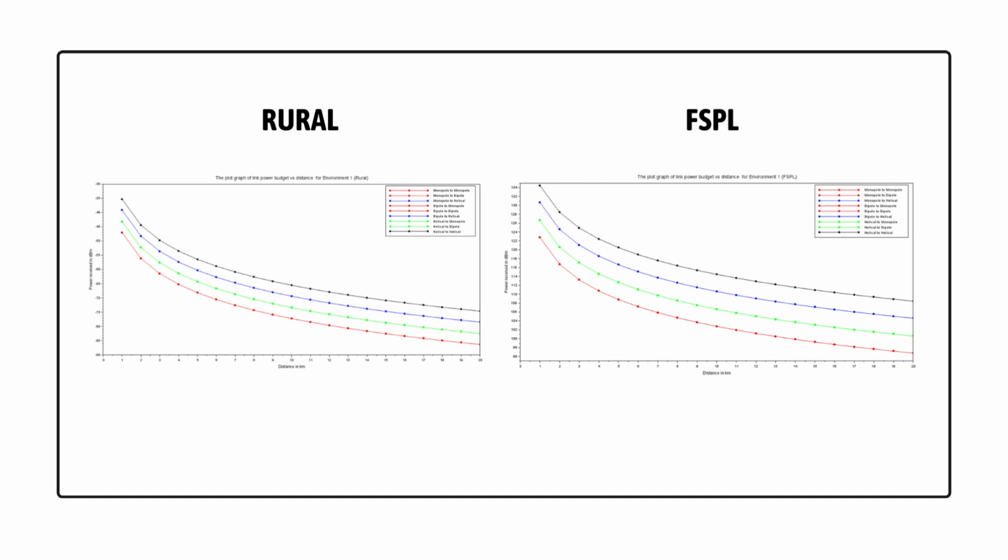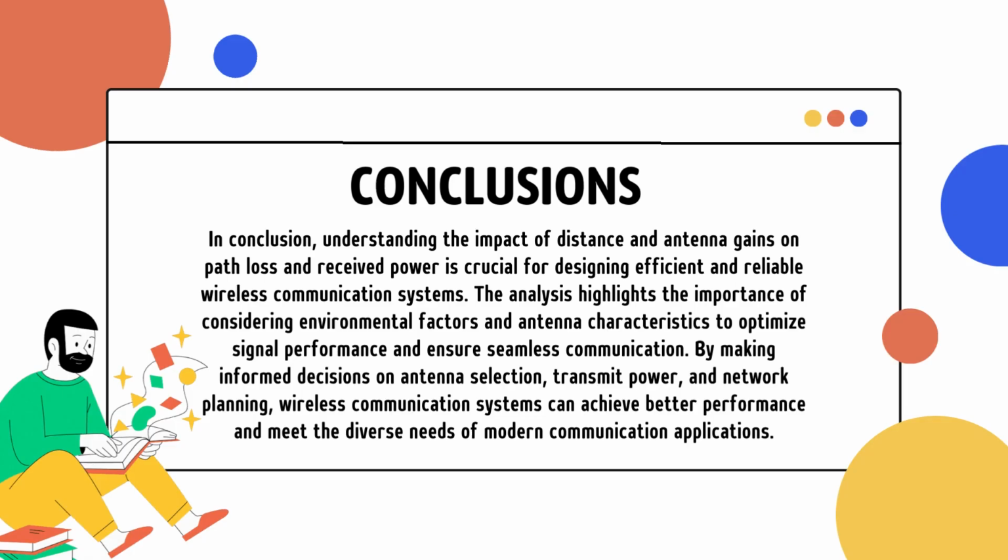The comparison with FSPL shows that even in rural areas, some path loss occurs due to factors such as terrain variation and ground reflection, but it remains significantly lower than in urban and suburban environments.